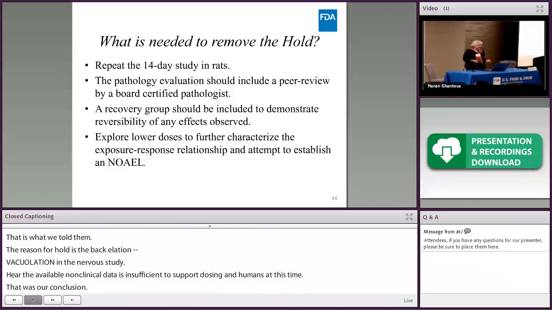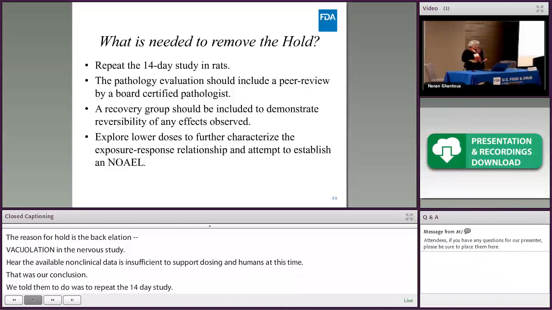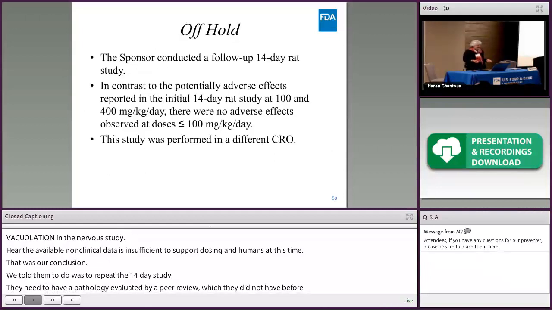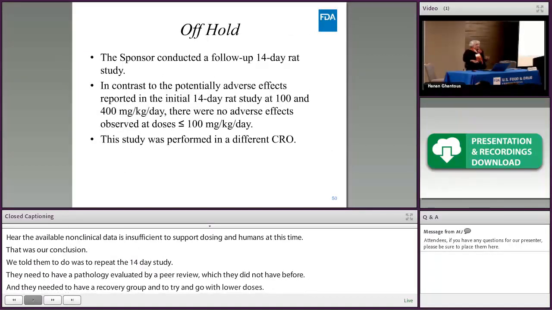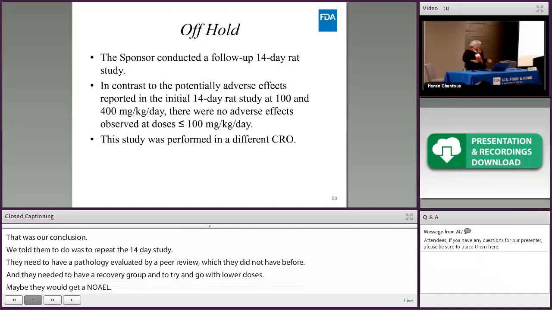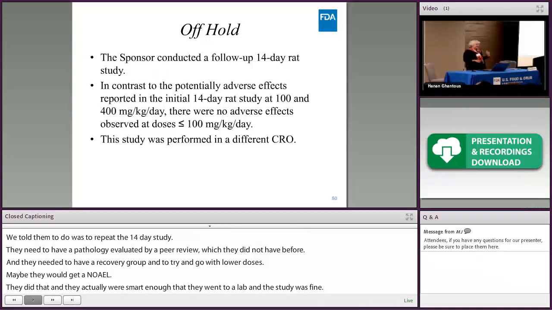So what we told them to do, they need to repeat the 14-day study. They need to have the pathology evaluated by a peer review, which they didn't have before, and to have a recovery group, and to try and go with lower doses, maybe they will get a NOEL. So they did that, and they were smart enough to go to a different lab, and the study was fine, and there was no vacuolation, and we could let them go.